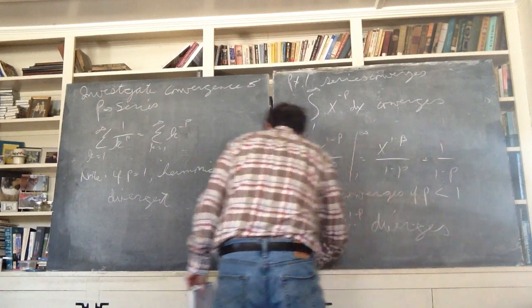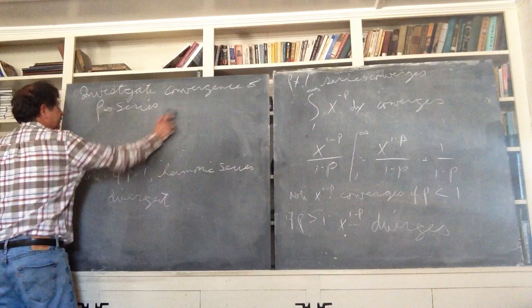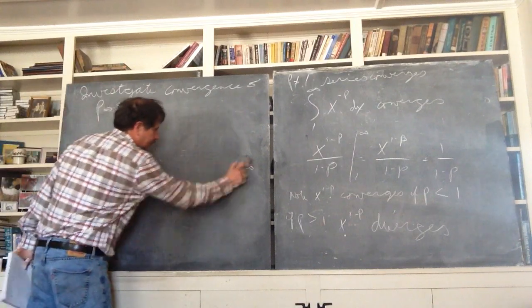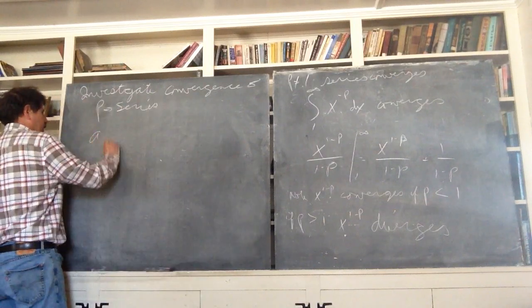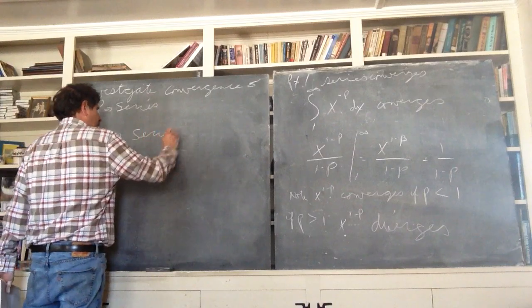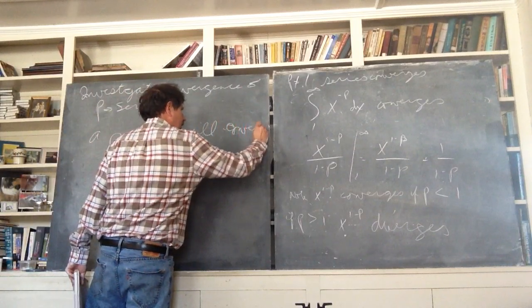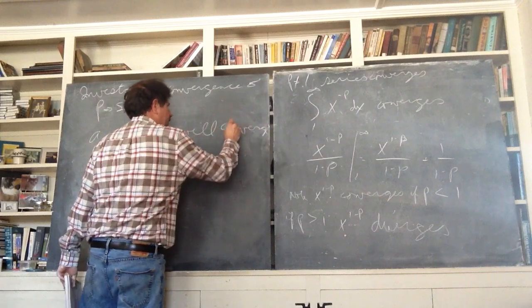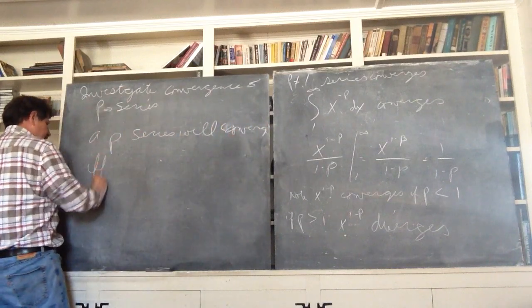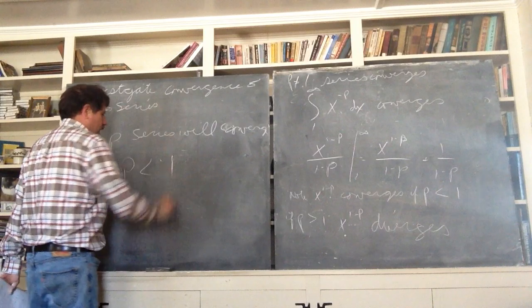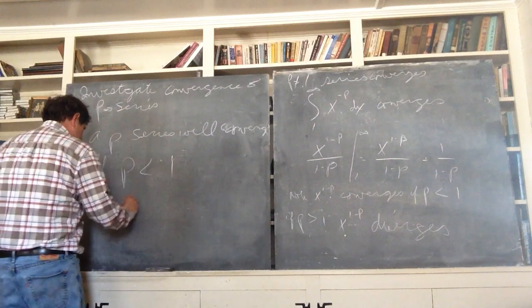So there's a theorem over here, a p series will converge if and only if p is less than 1. Otherwise it diverges.